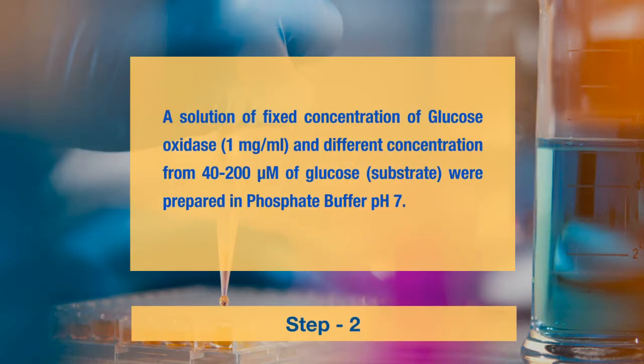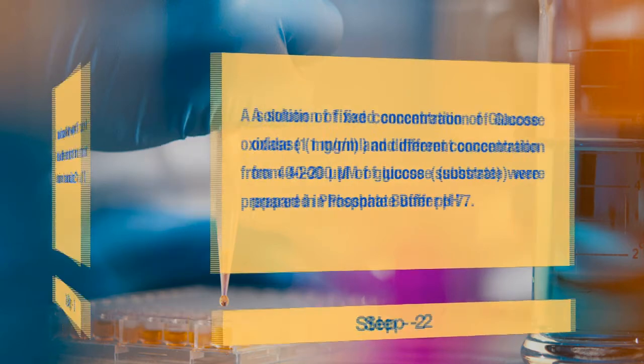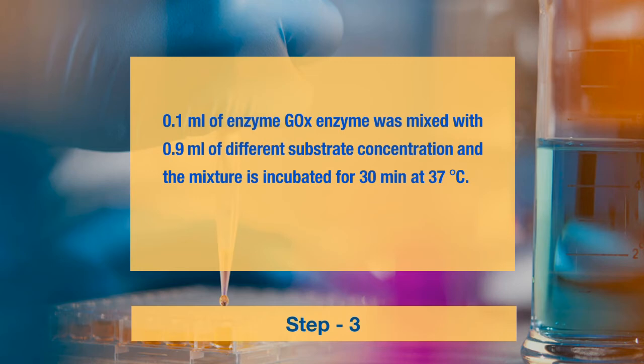Next, a solution of fixed concentration of glucose oxidase at around 1 mg per ml and different concentrations from 40 to 200 micromole of glucose, which is substrate, were prepared in phosphate buffer of pH 7. Next, 0.1 ml of glucose oxidase enzyme was mixed with 0.9 ml of different substrate concentrations, and the mixture is incubated for 30 minutes at 37 degrees Celsius.